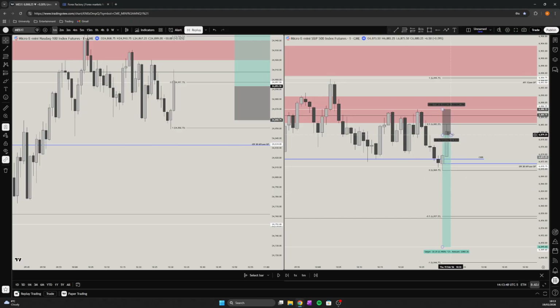Price taps into this gap and runs me out straight away within, what is that, a 2 minute trade? 1 minute trade? Yeah.